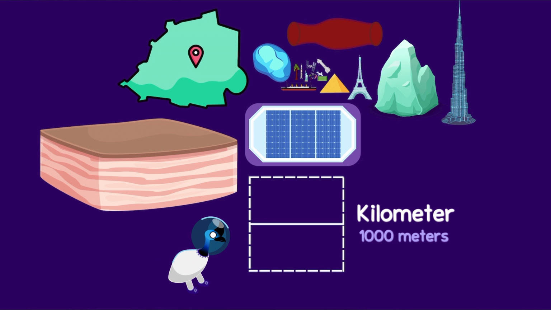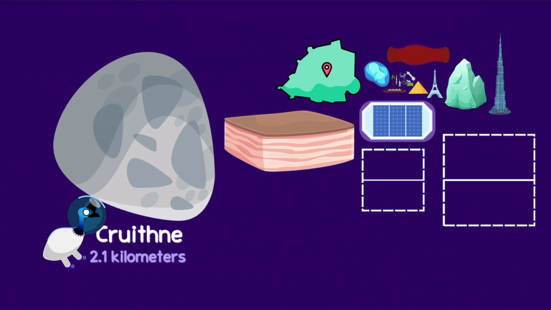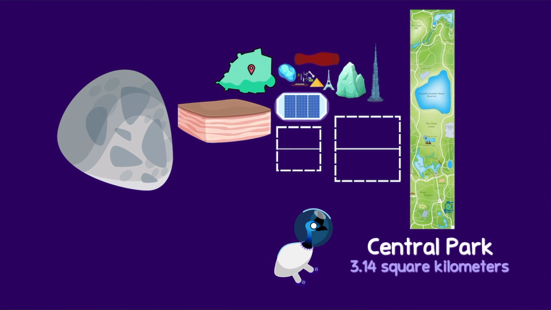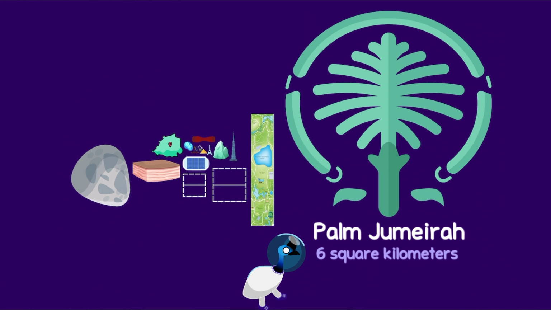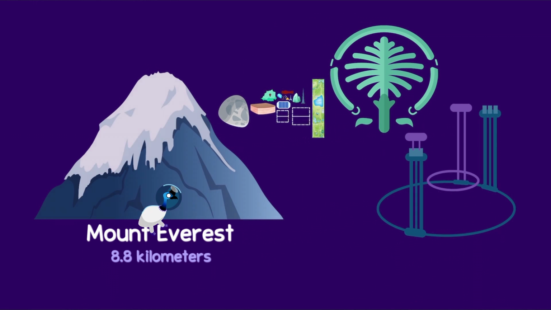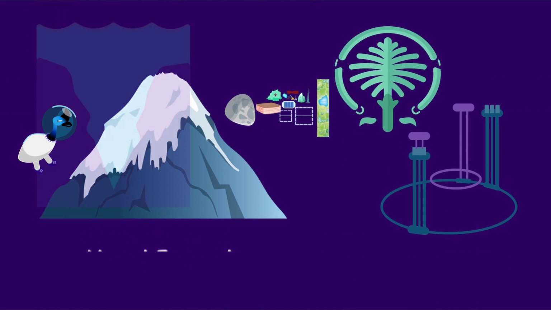Kilometer, 1,000 meters. Mile, 1.6 kilometers. Kruithne, 2.1 kilometers, an asteroid with a unique horseshoe-shaped orbit around Earth. Central Park, 3.14 square kilometers. Palm Jumeirah, 6 square kilometers, a man-made island shaped like a palm tree in Dubai. Large Hadron Collider, 8.5 kilometers, the world's biggest machine used by scientists to study particle physics. Mount Everest, 8.8 kilometers, the highest mountain on Earth.